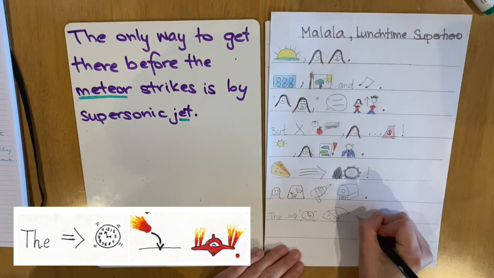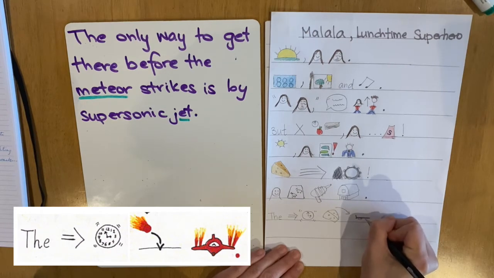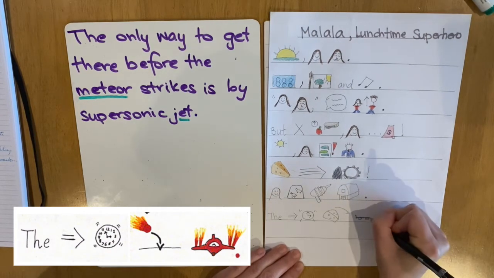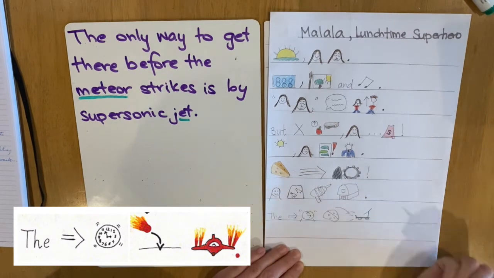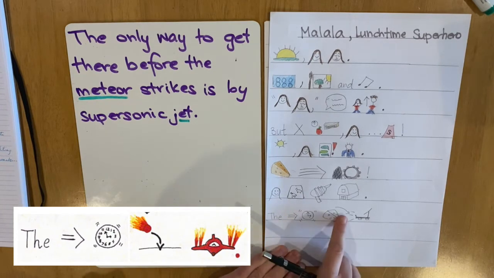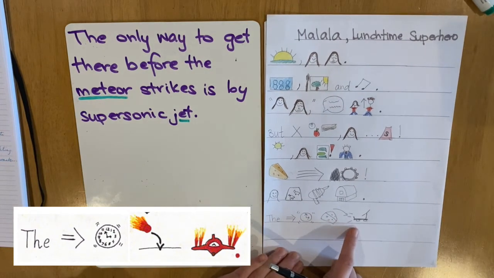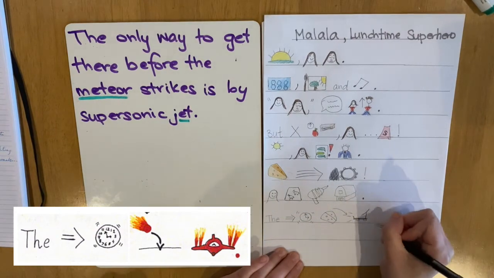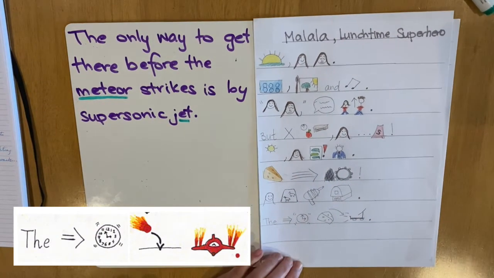So I'm going to draw a picture of a scooter. I'm just doing this from memory, so it might not look like a scooter. There are the wheels and the big bar that goes there and the handlebar, and it's supersonic, so it goes really fast. The only way to get there before the cheese strikes is by supersonic scooter. And I need a full stop at the end.